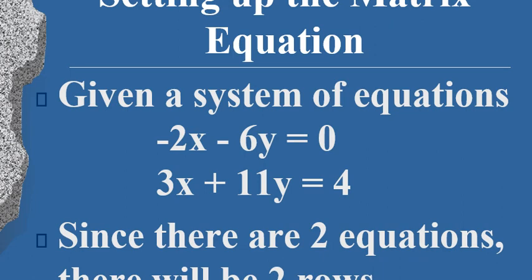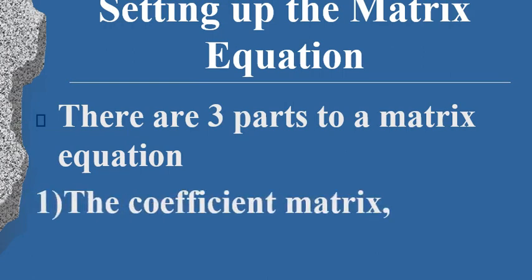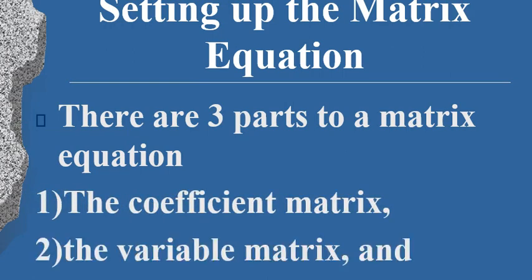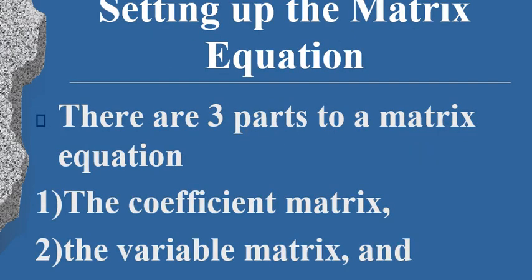Now we're going to work on setting up this matrix. Negative 2x minus 6y equals 0. 3x plus 11y equals 4. Okay, I'm going to move to the next slide. There are 3 parts to a matrix equation. The first part, the coefficient matrix. The second part, the variable matrix, and the third part, the constant matrix.